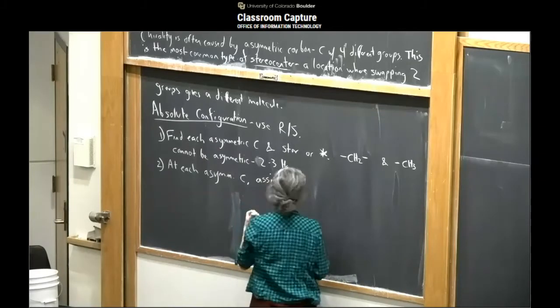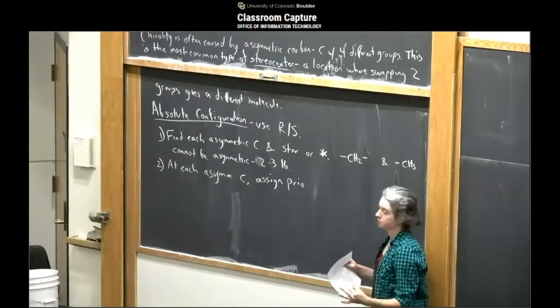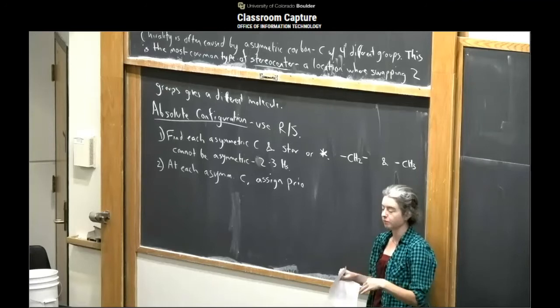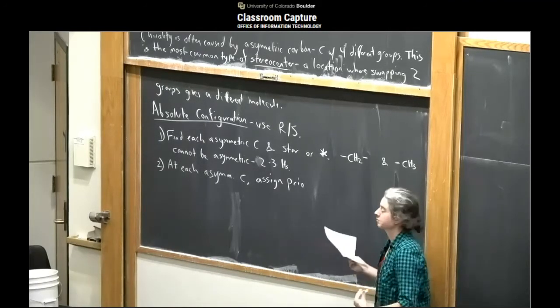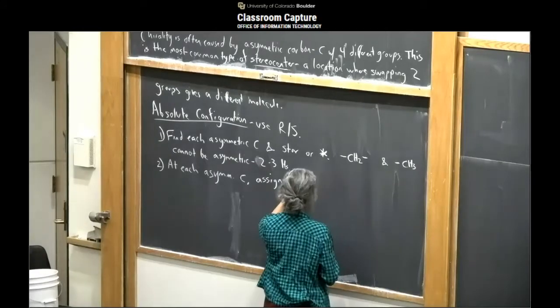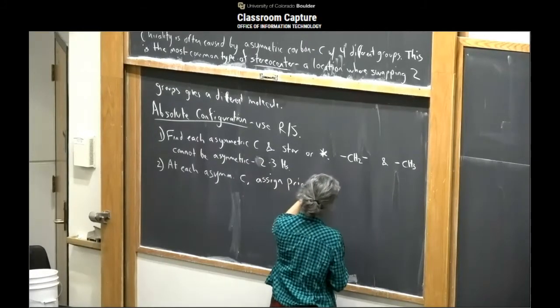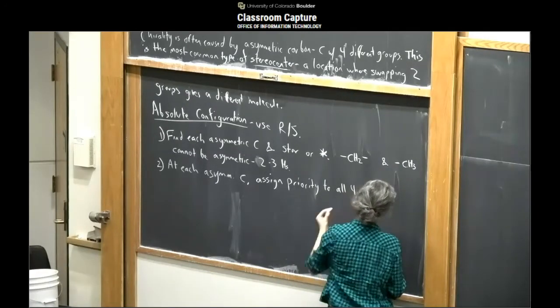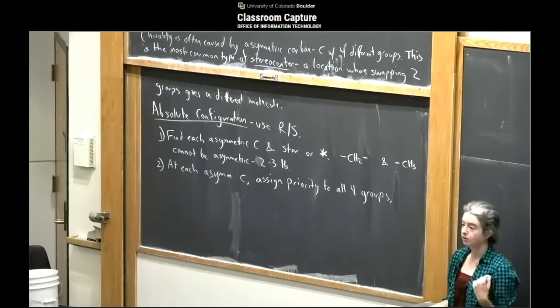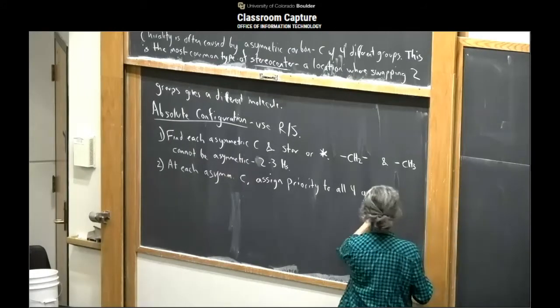The difference is for alkenes, we only had to assign like 2 groups versus each other, so we did like high and low priority. Here we got 4 groups all competing for like first place, second place, third place, and fourth place. So we're going to be using the same Cahn-Ingold-Prelog rules that we saw in chapter 4.